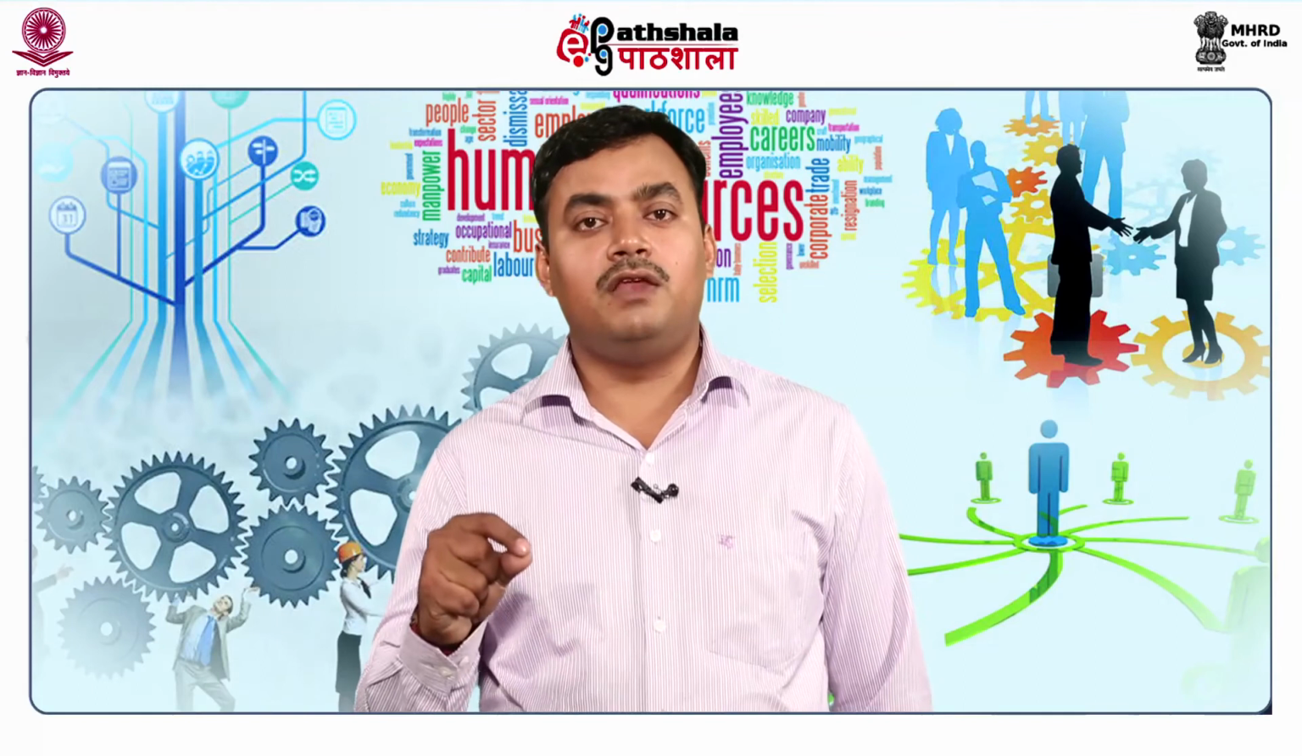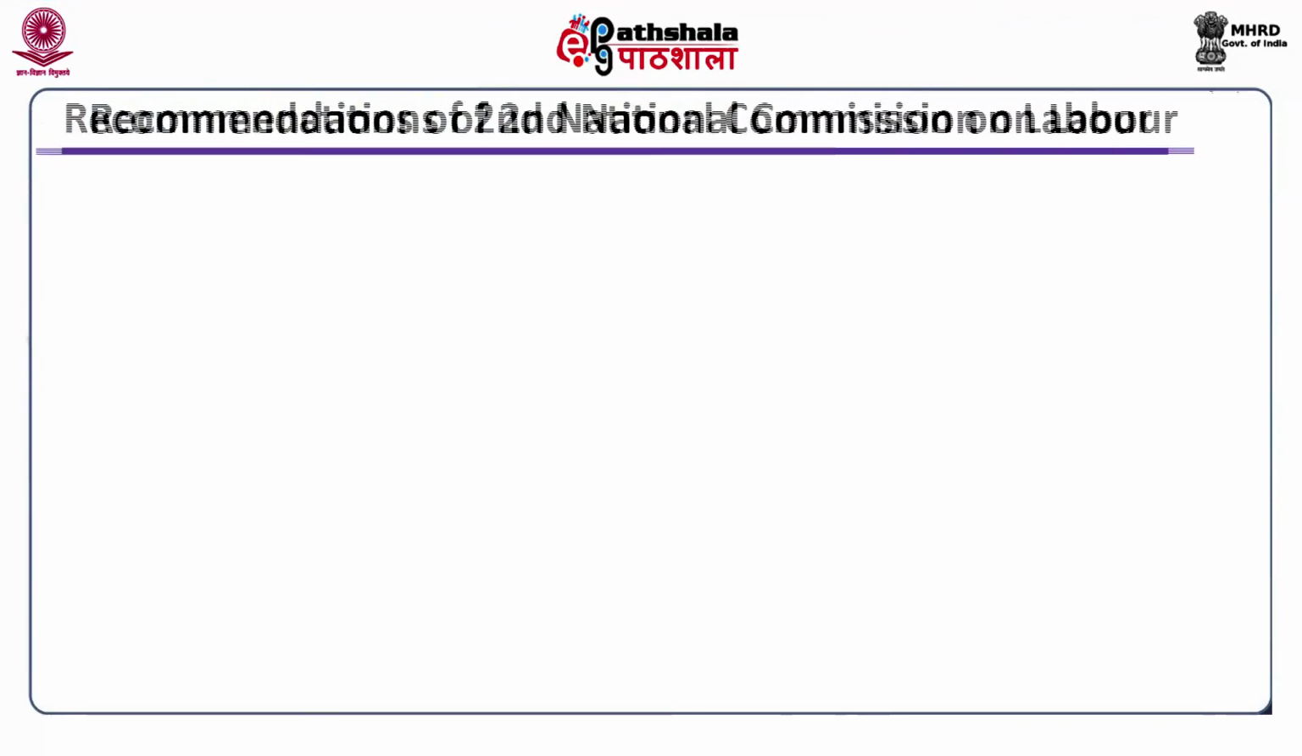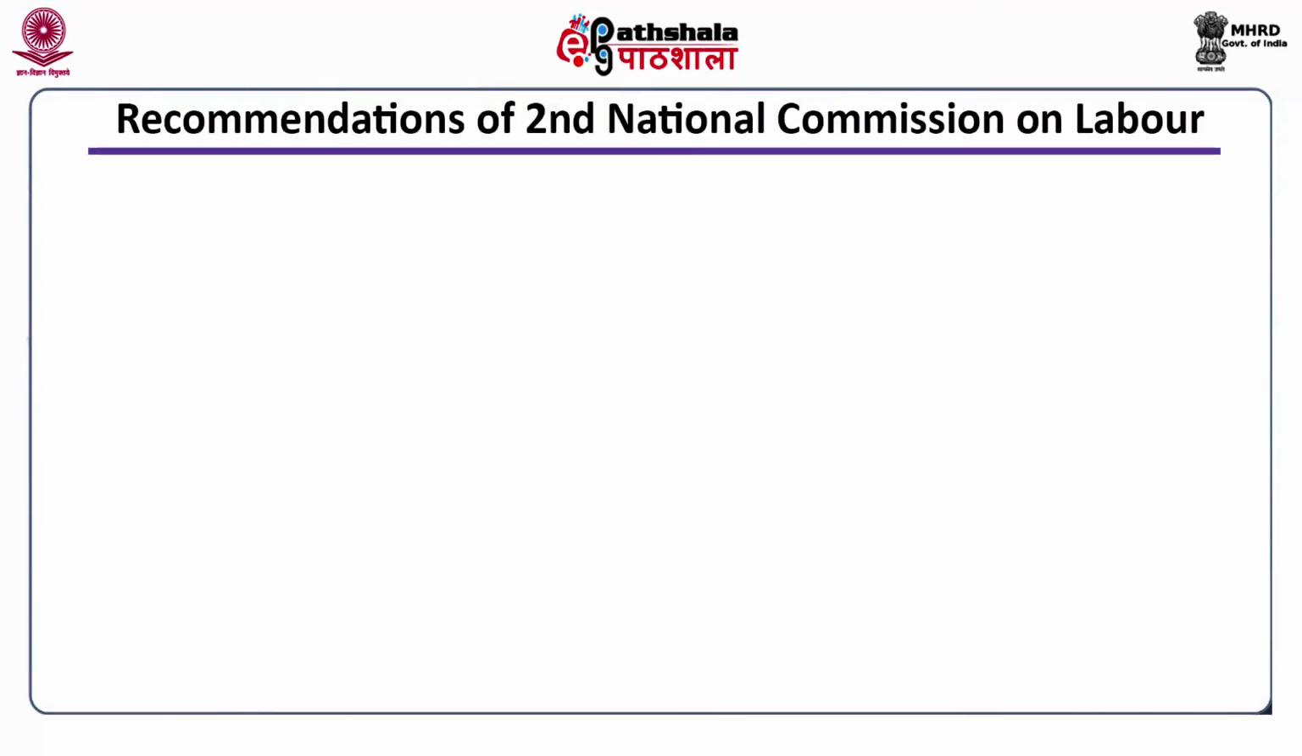Persistent unemployment, underemployment, declining wages and living standards undermine the moral fabric of capital democracy. In a democracy, people will vote for economic dynamism only if they have a fair chance of benefiting from it. Recommendations of the Second National Commission on Labour.